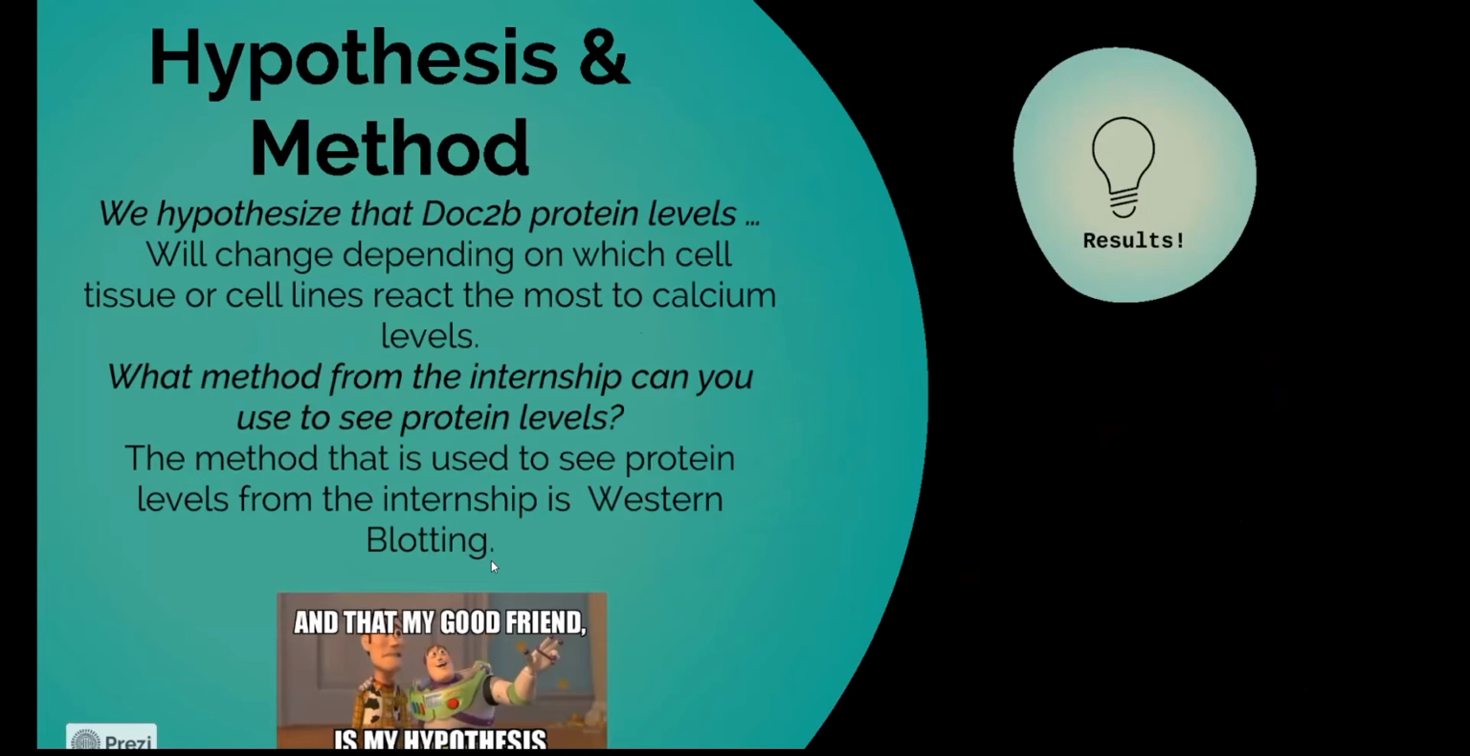So if there's a lot of DOCK2B present in a cell tissue or cell line, the protein levels will be higher than if DOCK2B was less present, which will have lower protein levels. We used Western blotting to figure out the protein levels. This graph shows the protein levels according to the calcium changes within a cell.